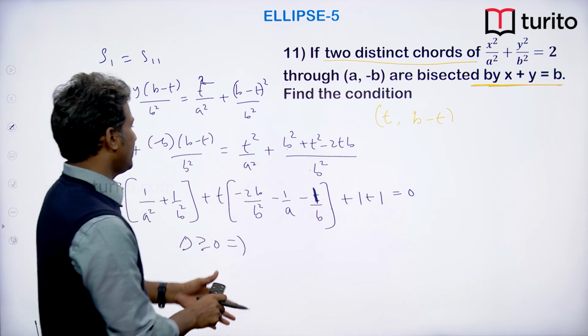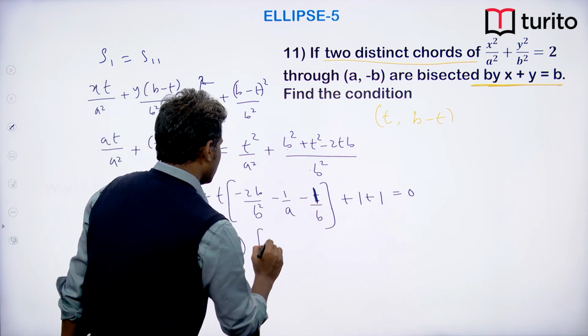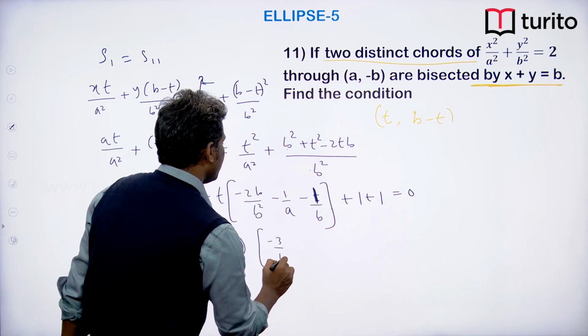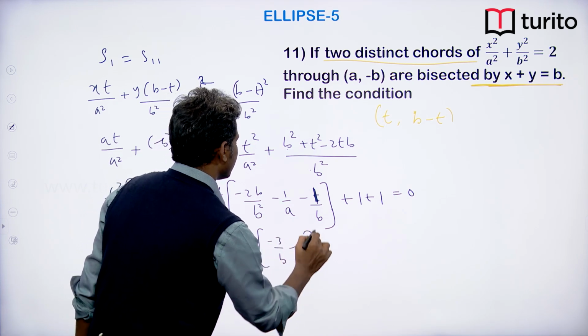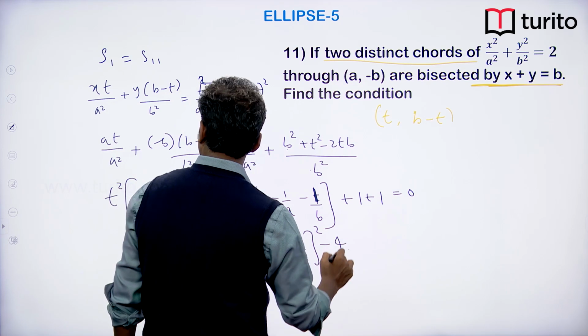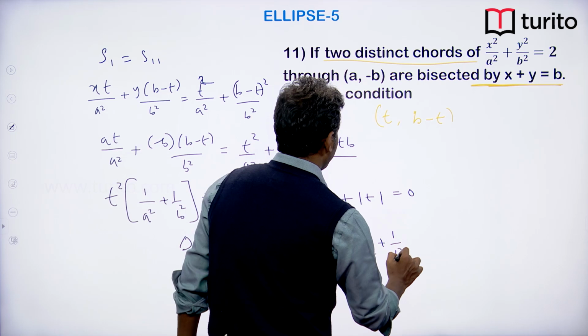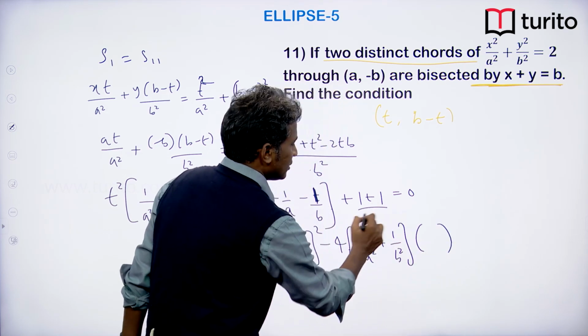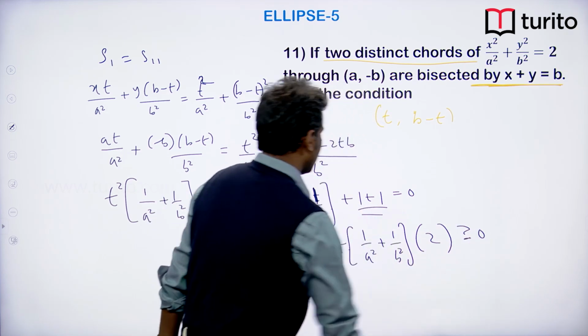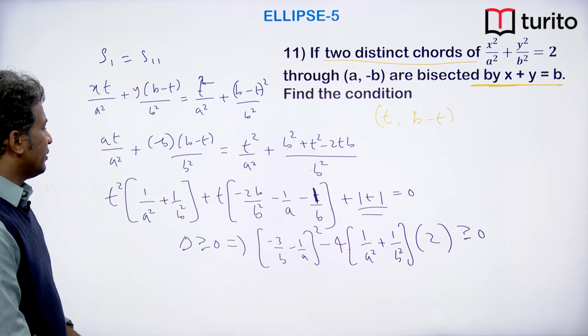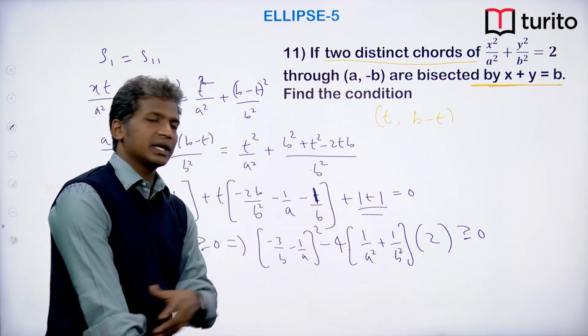Okay. So, this seems fine. So, we are basically getting something like minus 3 by b minus 1 by a whole square minus 4 into 1 by a square plus 1 by b square into what is the constant term here? It is 2. This must be greater than or equal to 0. So, if we simplify this further, we will get the required condition.